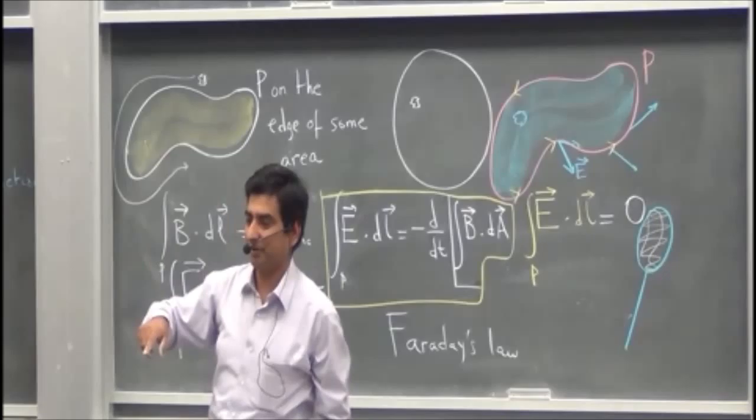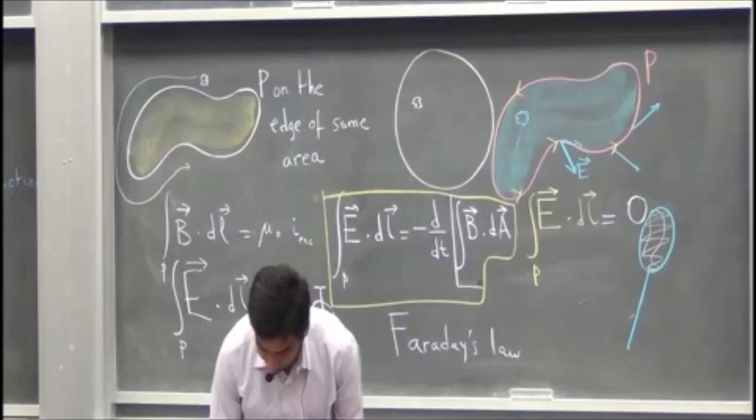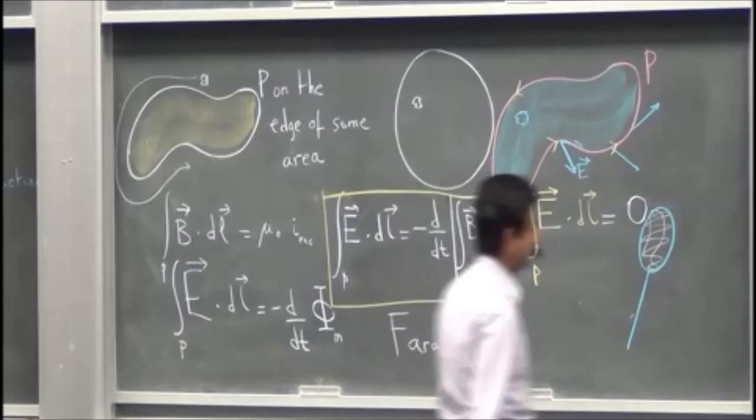Alright, now let's revert to this example here and let's look at an EMF that corresponds to this electric field. First of all, you observe that curly electric fields are possible if you have time-varying magnetic fields. Okay?